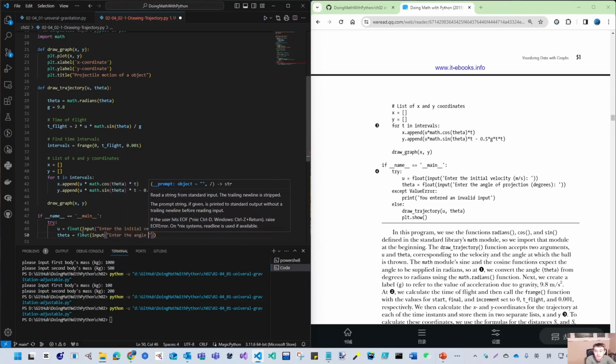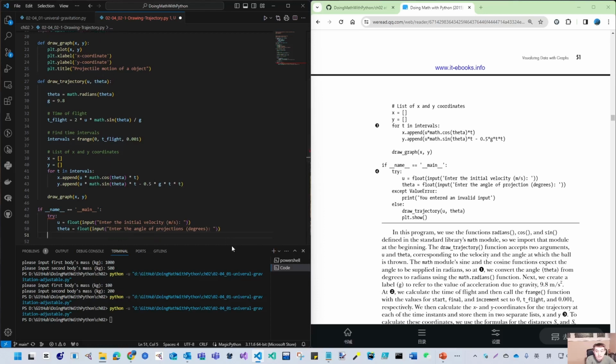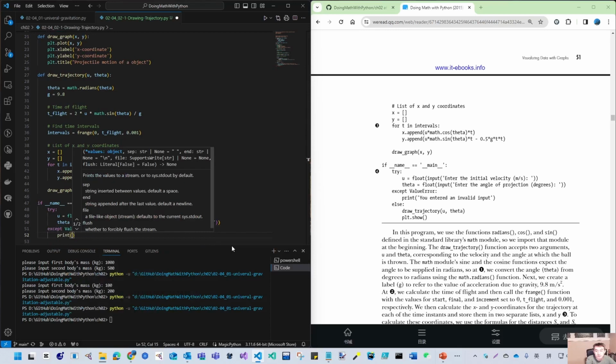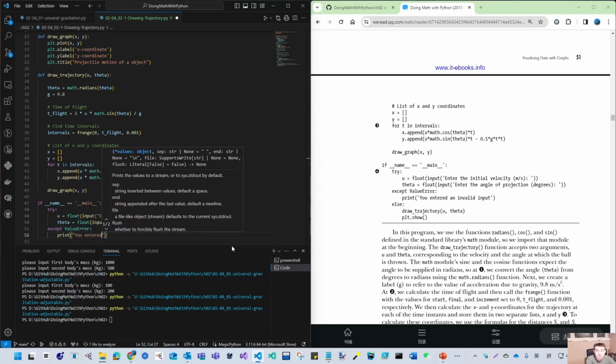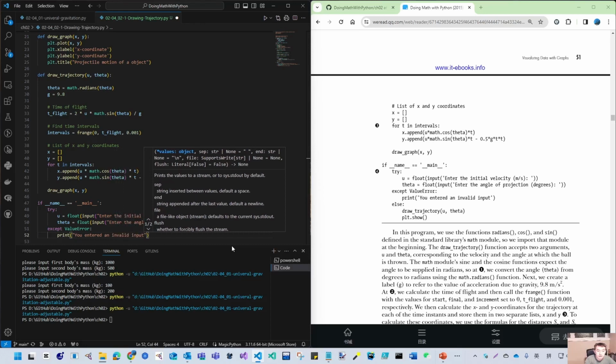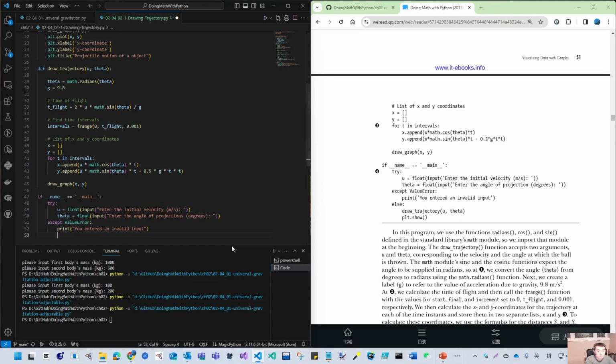Enter the angle of projection in degrees, and we will convert that to radians. Here is where we convert that to the radian coordinates. Then we try to accept a value error. If that is a value error, we will print: you entered an invalid input that I cannot convert to a float.